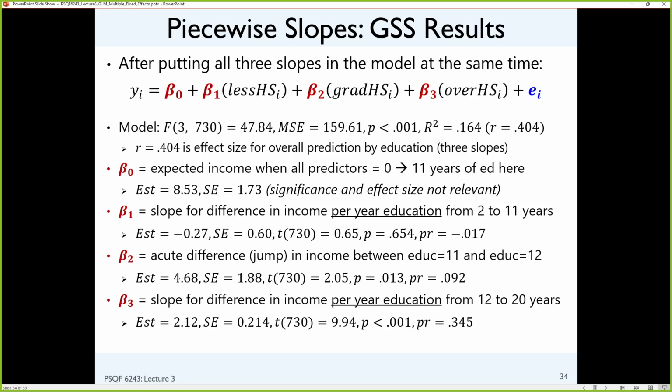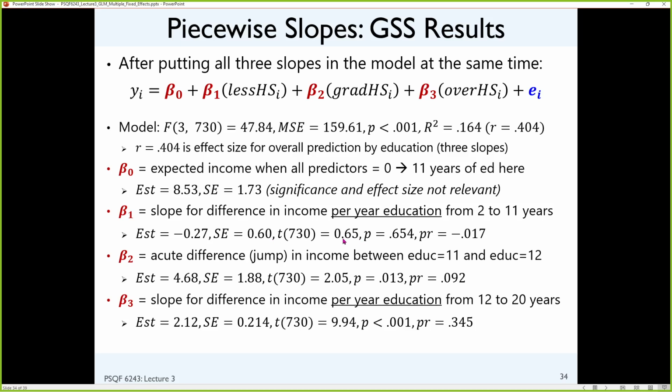Negative slope means as education goes up, what happens to income? Goes down. That's kind of surprising. You would think that more education is related to more income, but the data say nope. However, the standard error for that estimate is 0.6. So the expected difference between the sample slope and the population slope on average, that difference is 0.6. So if I take estimate divided by standard error, that creates my t-test statistic, which is 0.65.